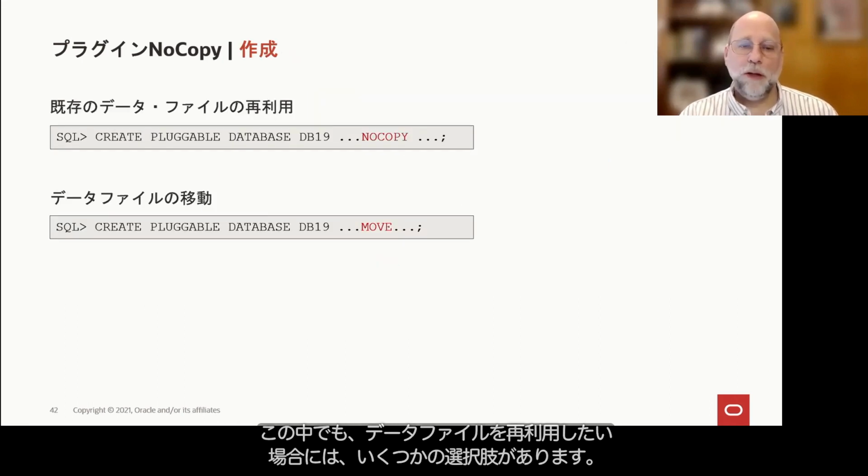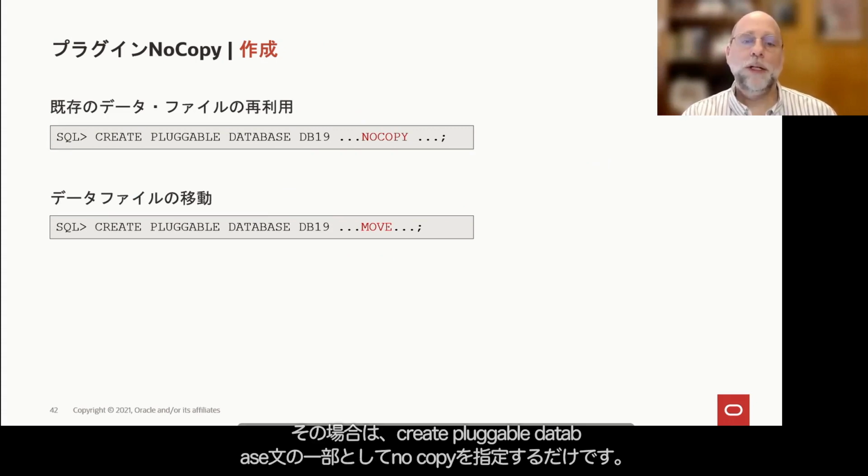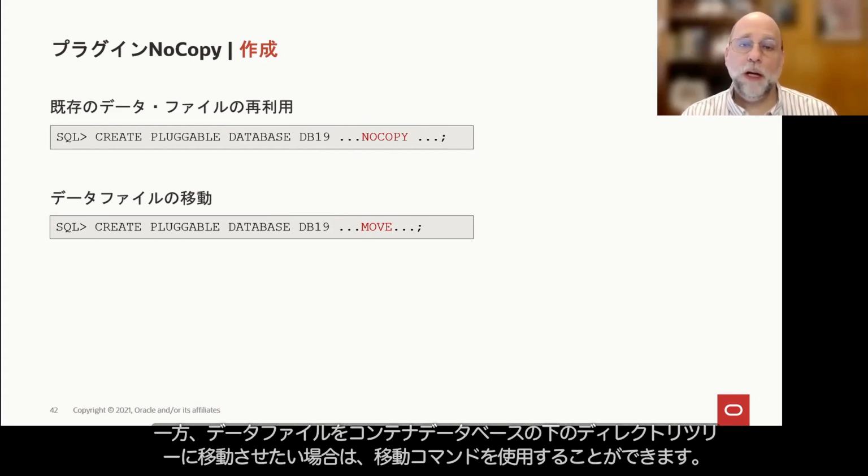Even within this, you have a couple of options if you want to reuse your data files. You could leave them in place exactly where they are, in which case you would simply specify no copy as part of your create pluggable database statement. If, on the other hand, you wanted to move them, such as into a directory tree underneath that container database, then you could use the move command, which, as you know, on Linux or on pretty much any operating system, is going to be much faster than creating a copy of those files.